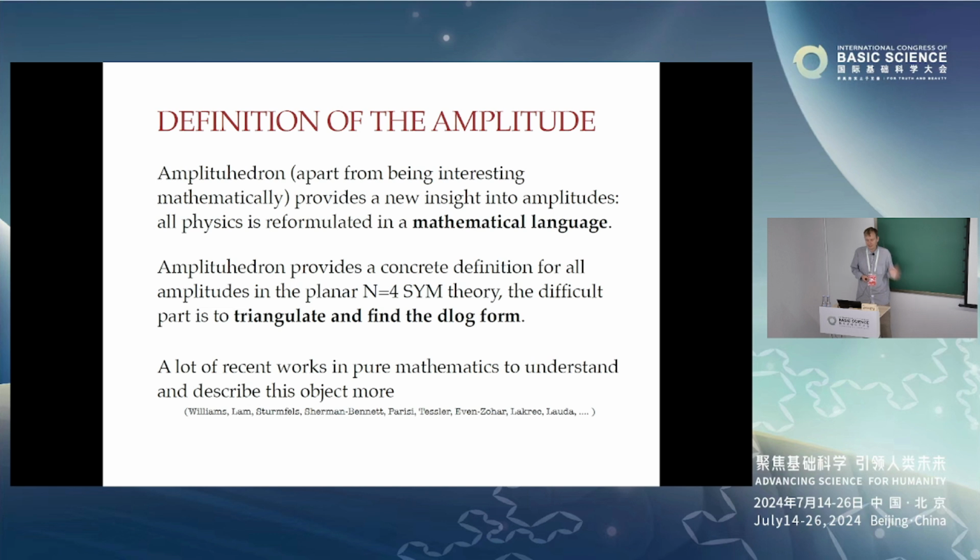The amplituhedron happens to be a very complicated mathematical space, but in recent several years, a lot of pure mathematicians have been studying this object, so far mostly for the tree-level case, when we as physicists know how to calculate tree-level amplitudes. We don't know how to do it for loops, but we hope that the mathematics will catch up there. They provide us with some important insights on how to do this calculation.